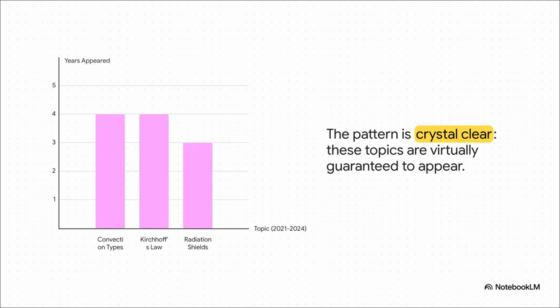And this chart just makes the pattern crystal clear, doesn't it? Just look at that frequency. The convection types comparison and Kirchhoff's law have shown up for 4 years straight. 4 years! And radiation shields aren't far behind with 3 appearances. These topics are as close to a sure thing as you're ever going to get.